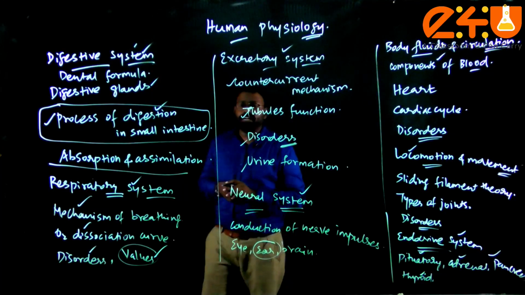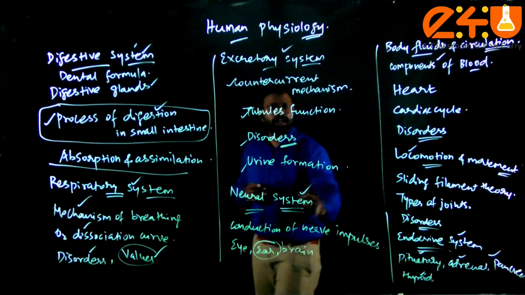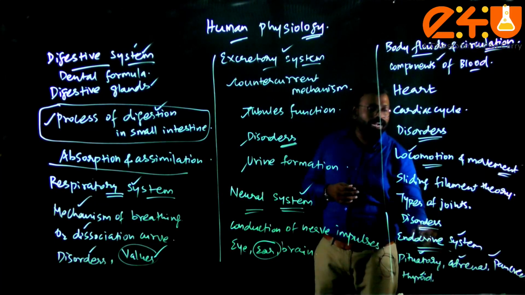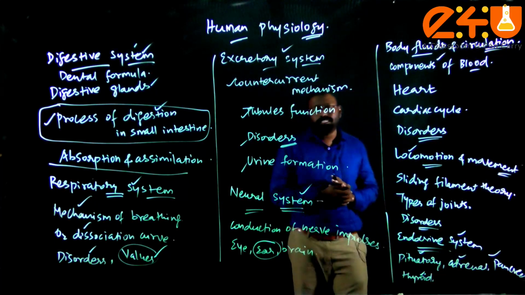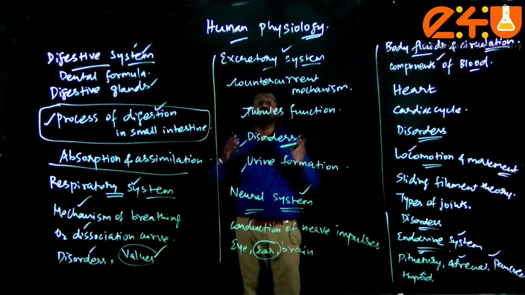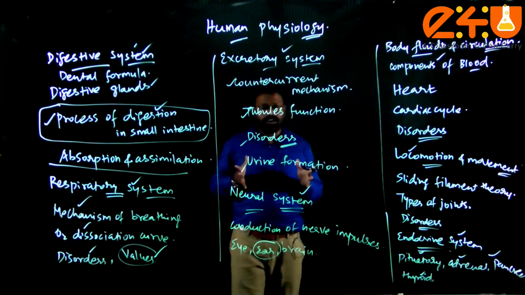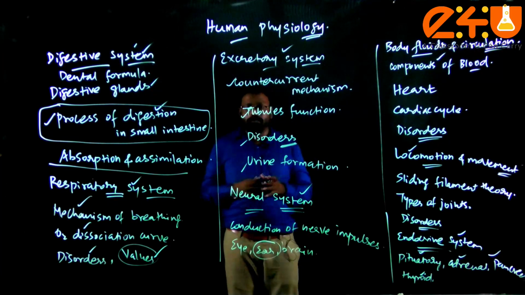When it comes to physiology: digestive, respiratory, excretory, neural, body fluids, locomotion and endocrine system. These are all the chapters you need to focus on. Have a hold on the chapters and units we discussed, and keep the strategy and work. That works a lot in your preparation.